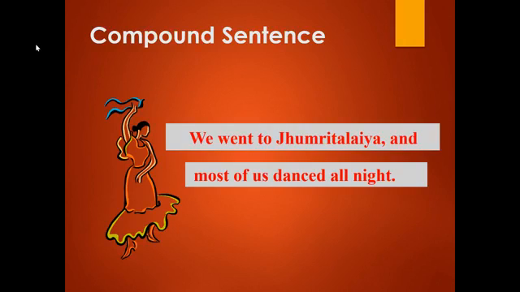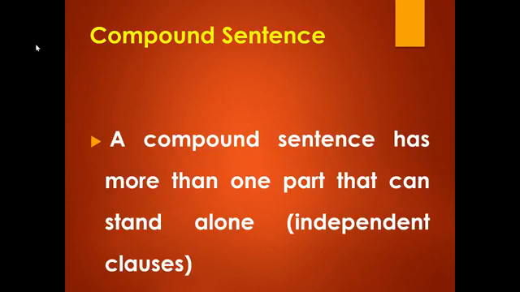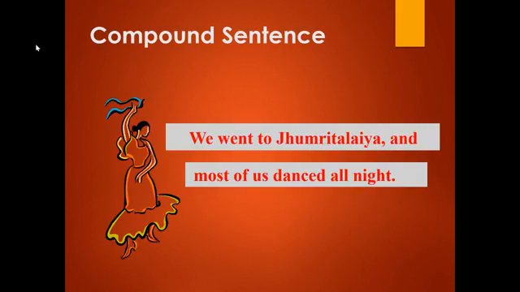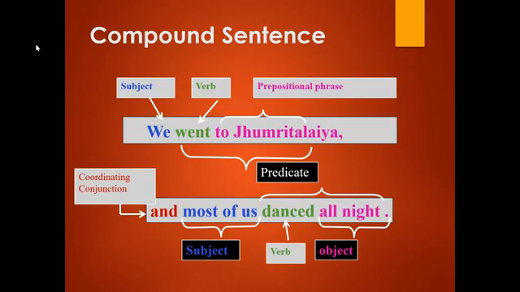So this is how you form a compound sentence, right? It is, as we have found out, more than one part that stands alone. That means the sentence has more than one part, which has a subject, verb, object, or which has a subject and a predicate, right? That is how we form a compound sentence.